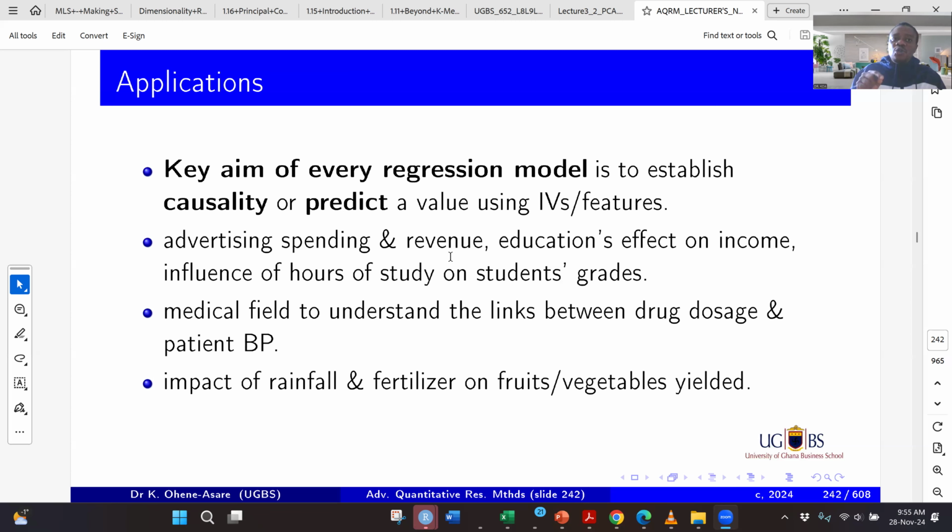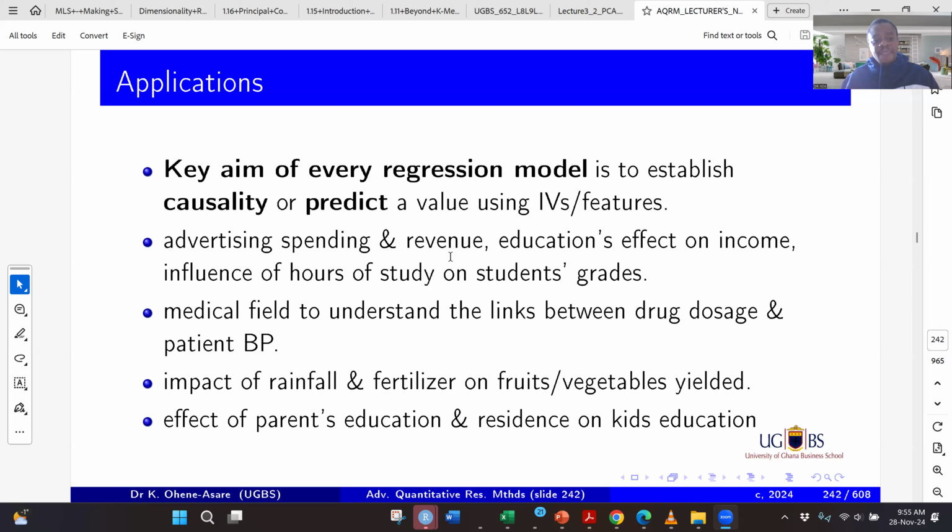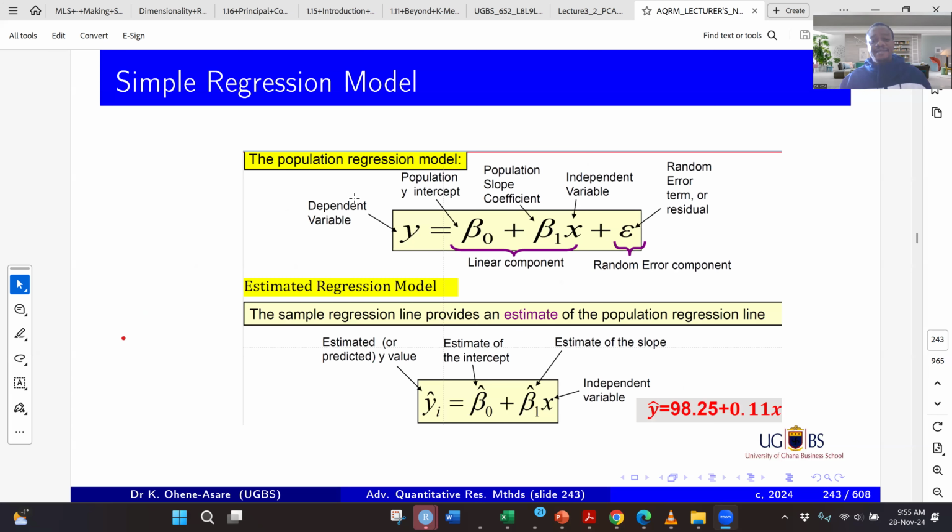You can use it to look at the effect of rainfall and fertilizers on crop yield. You can use regression for that. And these are all PhD-able topics I'm giving you, by the way. You can look at the effect of a parent's education and the residents on the kids' education. You can do that using regression. So there are so many things that you can do with regression.